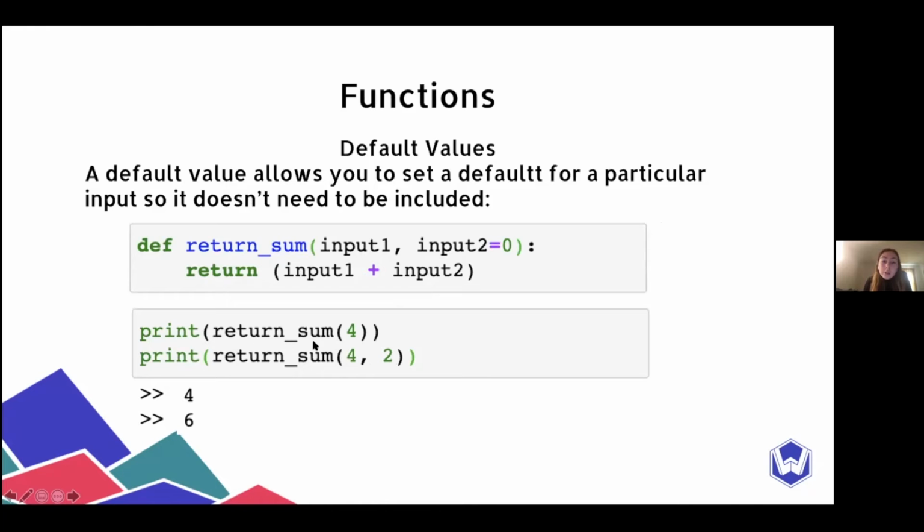If I call this return sum on just the number 4, it only returns 4 because 4 plus 0 is 4. But that doesn't change the fact that I still can pass in a second value. So if I call return sum on 4 and 2, then it will return 6.